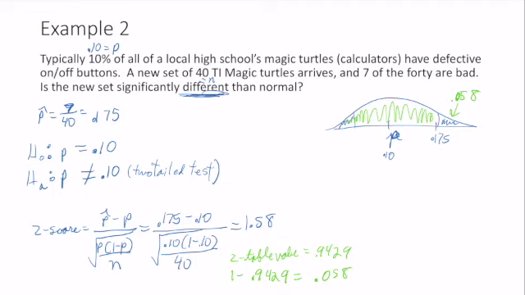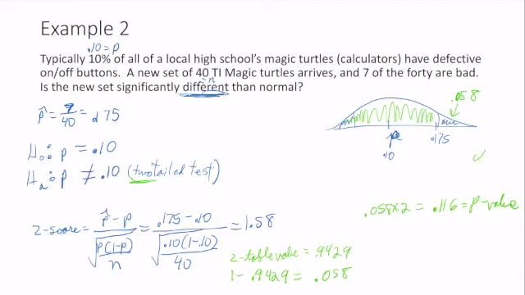But like I said earlier, this is a two-tailed test. So now I have to take 0.058 times 2. That'll give me 0.116. This right here is our p-value. The p-value is the area under the curve, the probability of this event occurring by chance. So my p-value is 0.116.